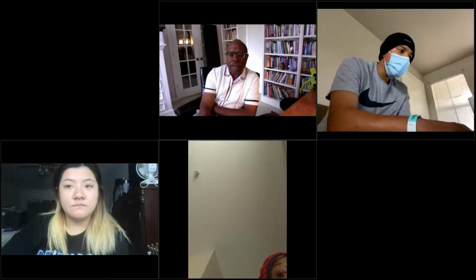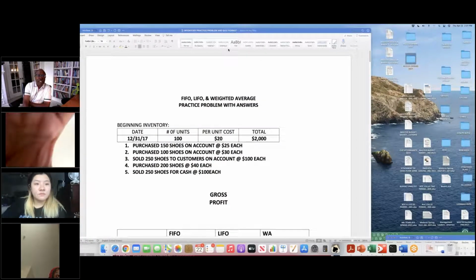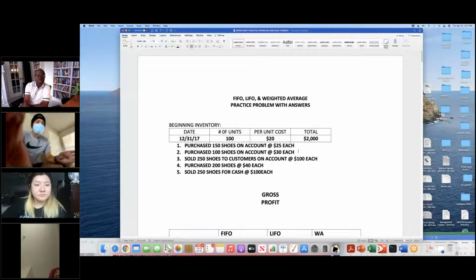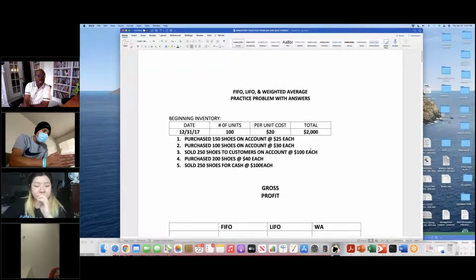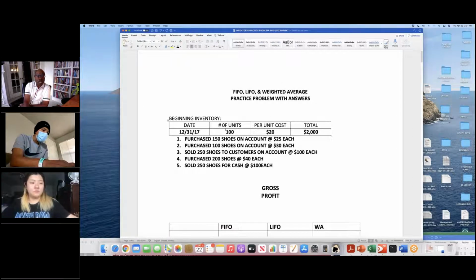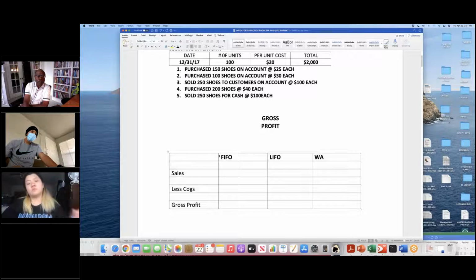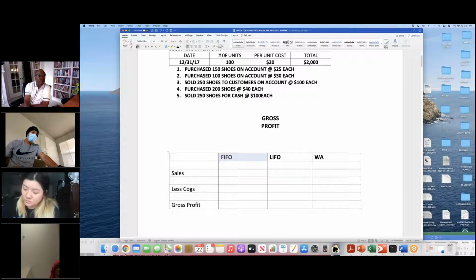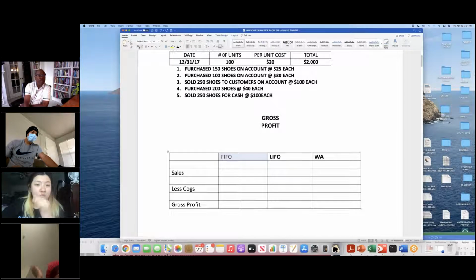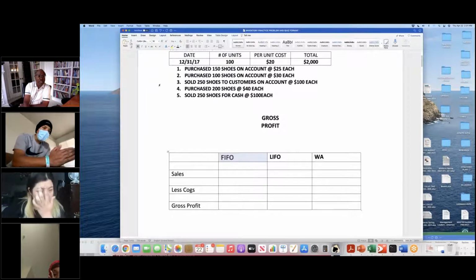Okay, let's look at the handout today. And this is the practice problem that we were working on last time. We're at 100 units in inventory, the per unit cost, total. Then these purchases and sales. And we're concerned about the gross profit. But remember, today, it's only FIFO. So you don't have to worry about those other columns. It's only FIFO today.